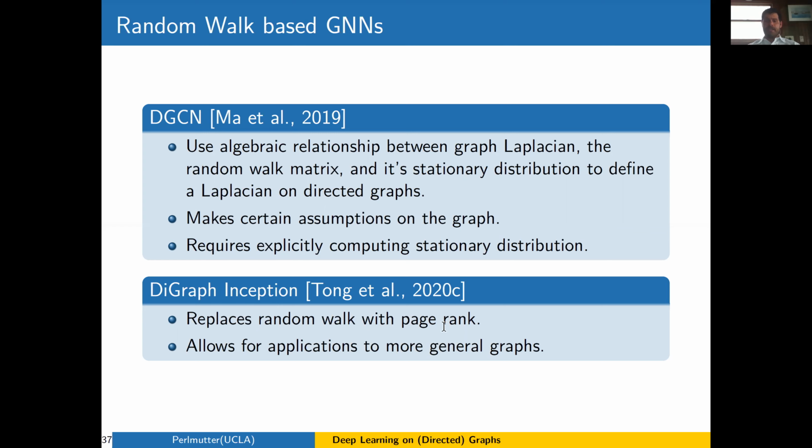Some limitations of this are that you have to make certain technical assumptions about the graph, and you also have to explicitly compute the stationary distribution, which on an undirected graph is easy because it's a function of the degree of each vertex. But for directed graphs, this is more computationally challenging. And then Tong made a modified version of this where they replaced the random walk with PageRank, and this does overcome the technical assumptions needed about the graphs, and it does tend to work better. But you still do have to explicitly compute the stationary distribution of the PageRank.